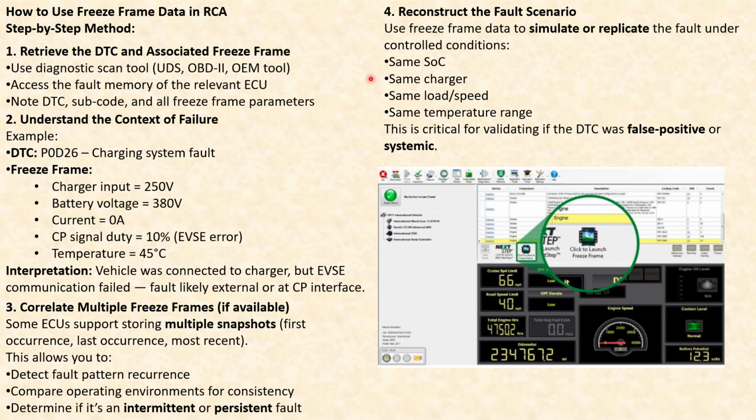Now, reconstructing the fault scenario: use freeze frame data to simulate or replicate the fault under controlled conditions. What do you do when you reconstruct the fault scenario? You replicate the same SOC, the same charger, the same load, the same temperature. This is critical for validating if the DTC was a false positive or systematic. Was it some kind of a fake alert, or was it systematic? This step of reconstructing the fault scenario clearly indicates that. Hope you are all understanding and following.